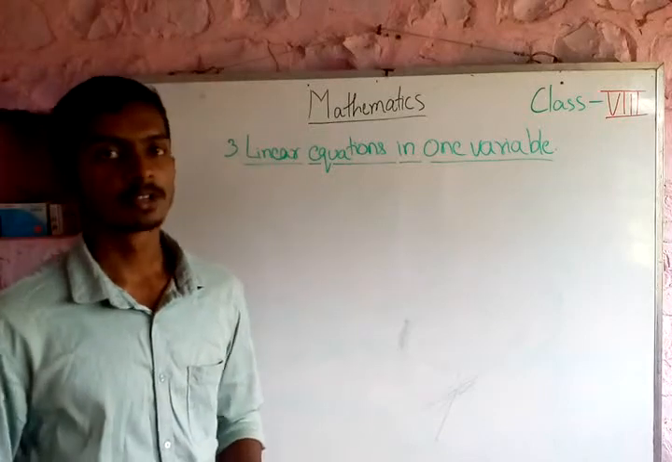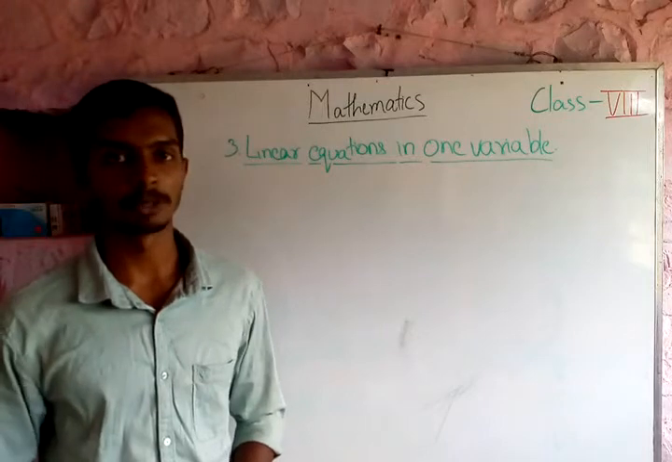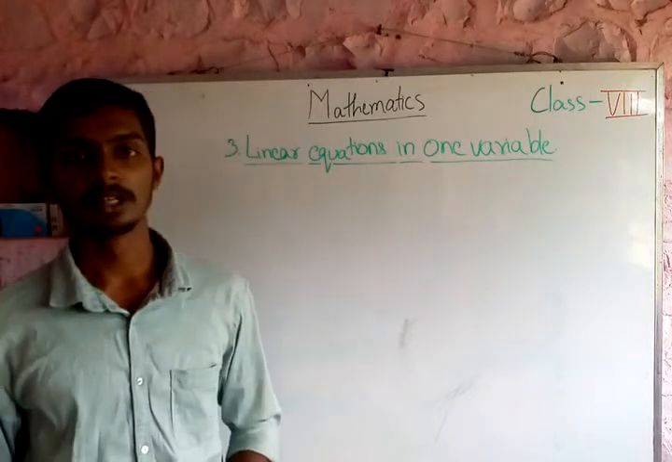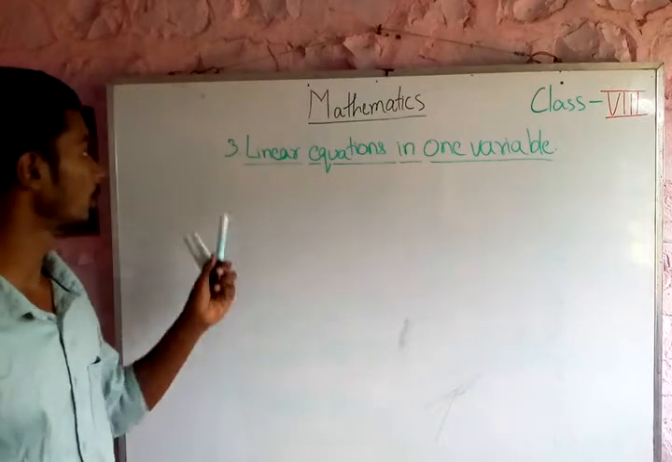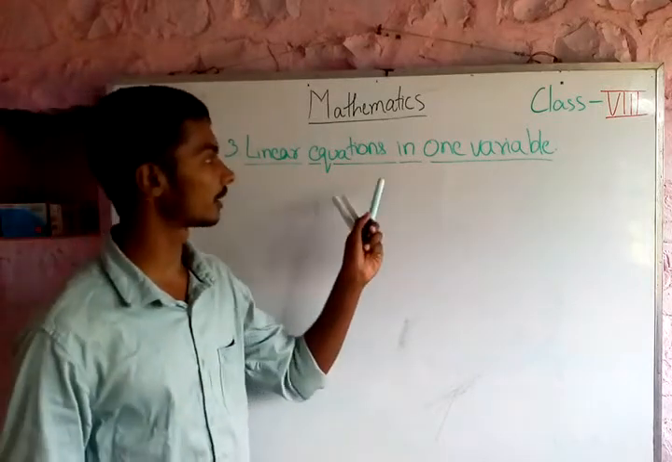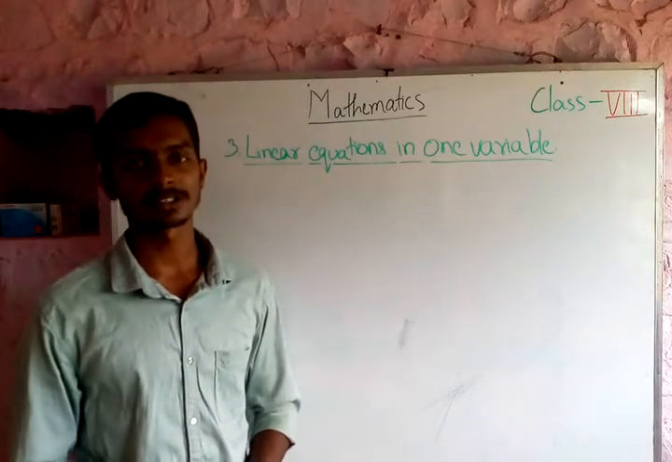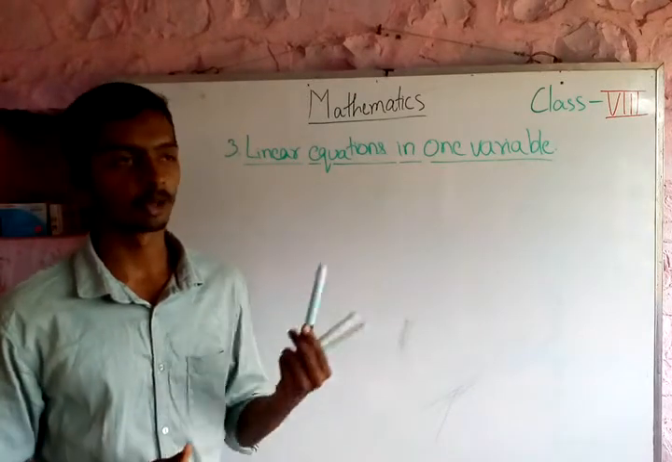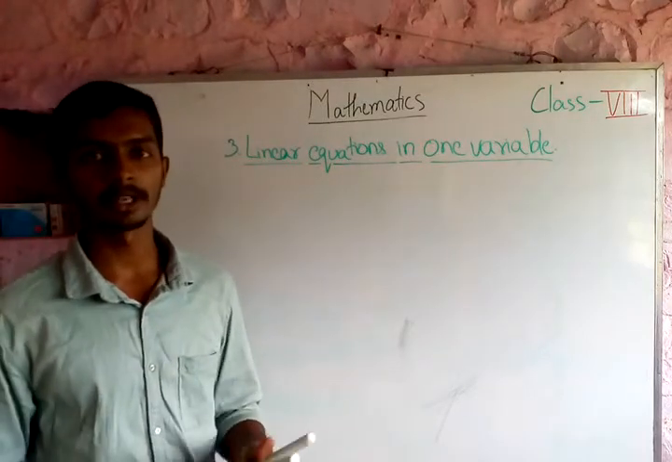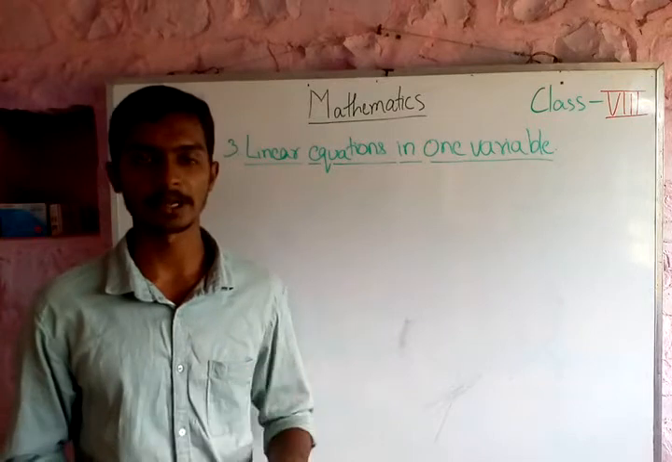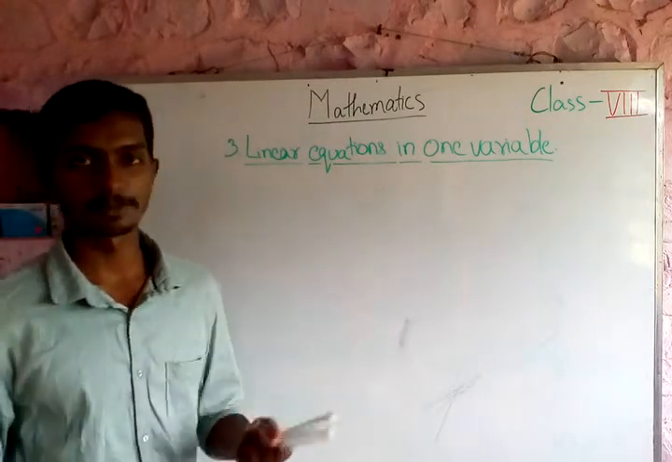Hello students, so far in your mathematics class we have completed two chapters, that is playing with numbers and rational numbers. In this class we will move on to your third chapter, that is linear equations in one variable. In your previous classes you might have studied what equations and expressions are, and you might have performed some operations like addition, subtraction, multiplication and division on expressions.